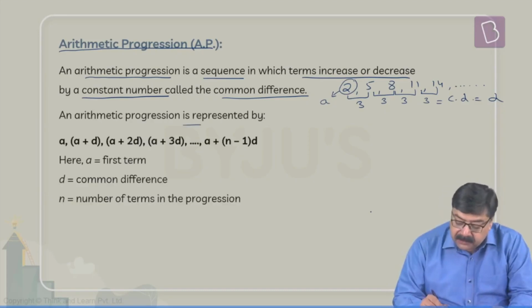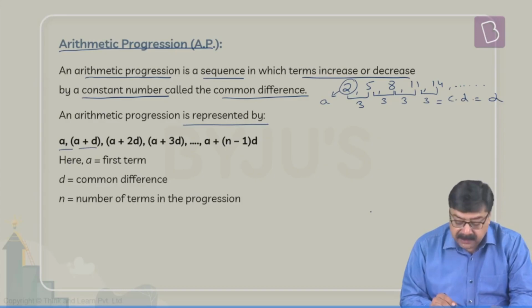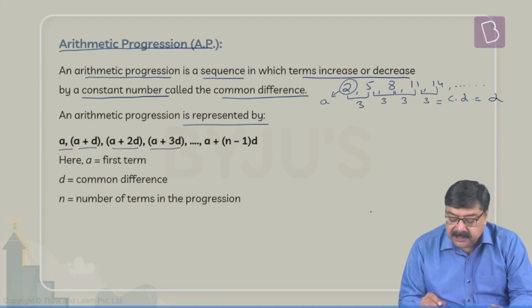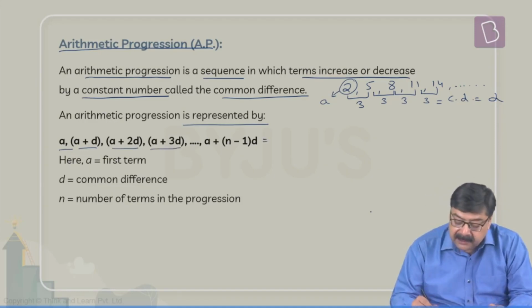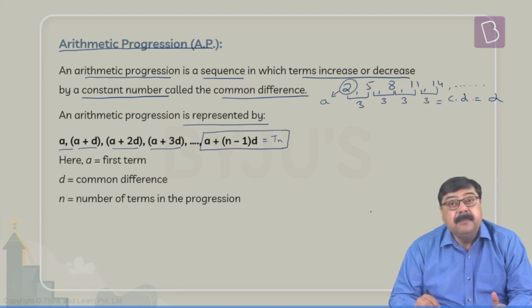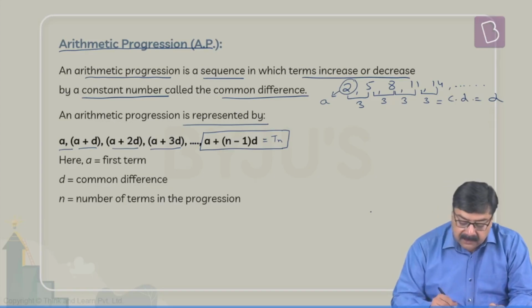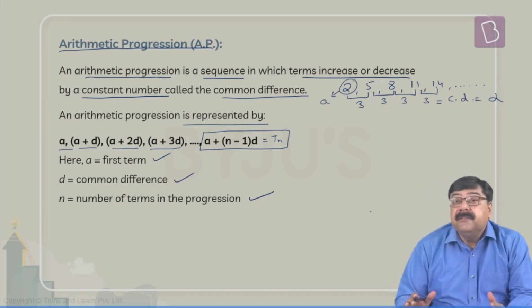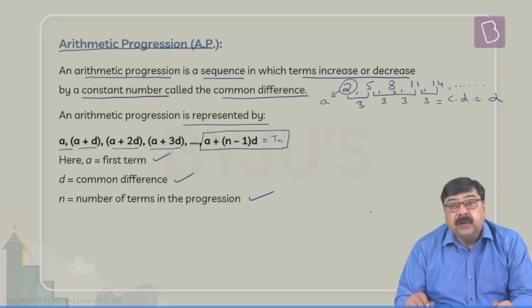So an arithmetic progression usually is represented as A, then A plus D, that is the common difference, then A plus 2D, that is twice the common difference, A plus 3D, and so on, till the nth term, and the nth term here is represented by A plus (n minus 1)D, where A happens to be the first term, D is the common difference, and n is the number of terms which are there in the progression. So this is a very basic formula which is used while solving questions based on progressions.